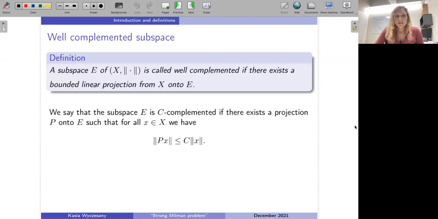So here we want something a little bit more quantitative. One can say that a subspace E is C-complemented if there exists a projection onto the subspace E, which I denote by P, such that for all x we have the following inequality: the norm of Px in our space is at most C times the norm of x, which in particular means that the projection has an operator norm at most C, right? So I'll be referring to such subspaces as C-complemented.